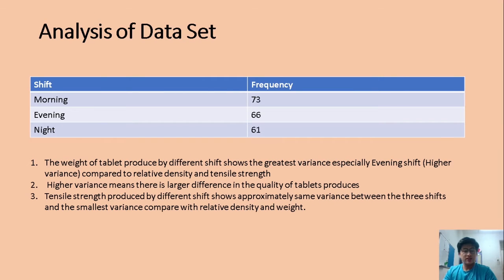From the total sample size given for each shift, the frequency for morning shift is 73, evening is 66, and night is 61. The weight of table produced by different shifts show the greatest variance, especially evening shift, because it is higher variance compared to relative density and tensile strength. Higher variance means there is larger difference in the quality of table produced. Tensile strength produced by different shifts show approximately same variance between the three shifts and the smallest variance compared with relative density and weight.